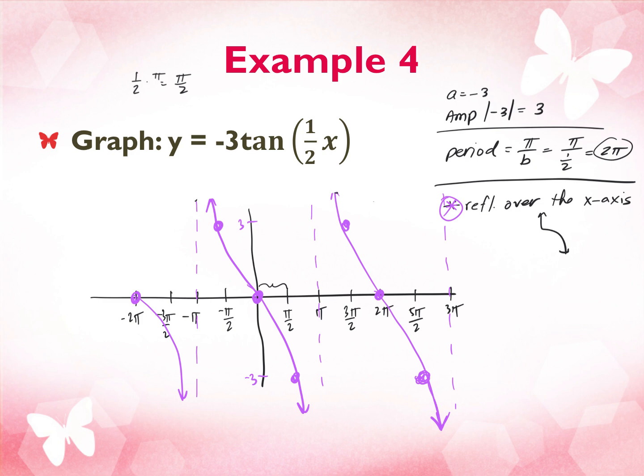So again, if you wanted to do the two periods completely, that's fine too. We definitely like the first period to straddle the y-axis, half on the left, half on the right, and then figure out the rest from there. But that's how we graph tangent.